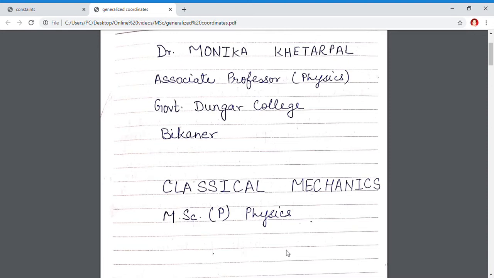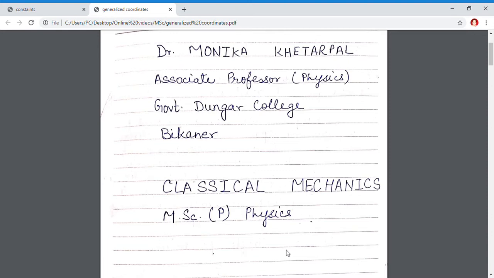This is the first paper of MSc Previous Physics. In my earlier lecture, I taught you what constraints are. Constraints means restriction. That means a free particle's motion has been restricted.